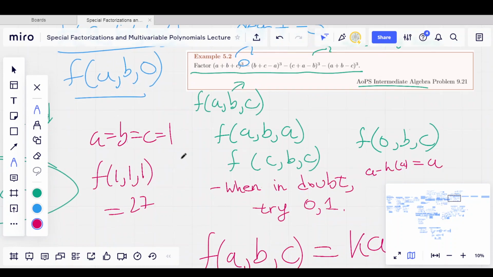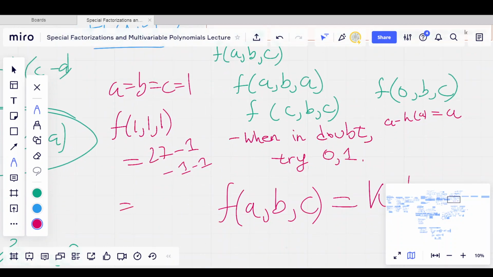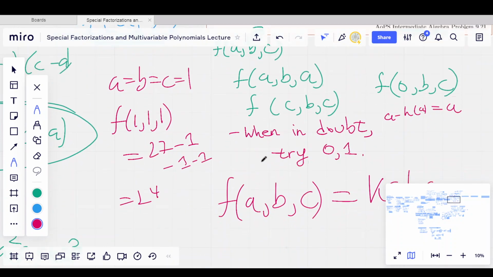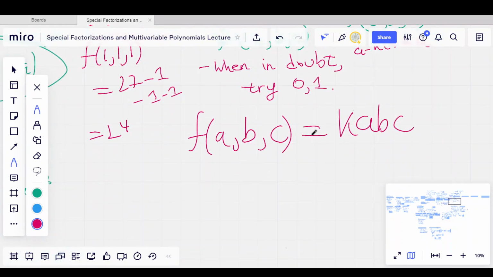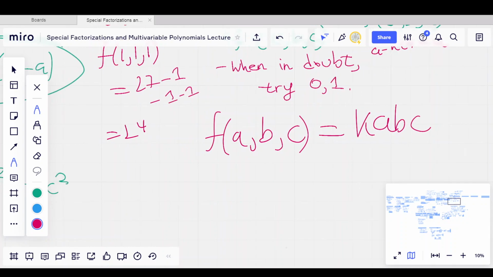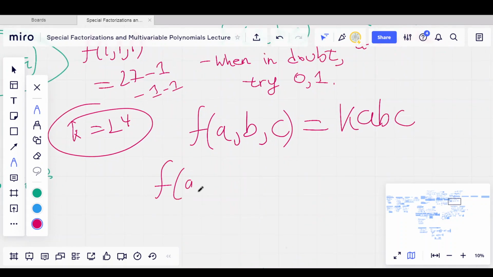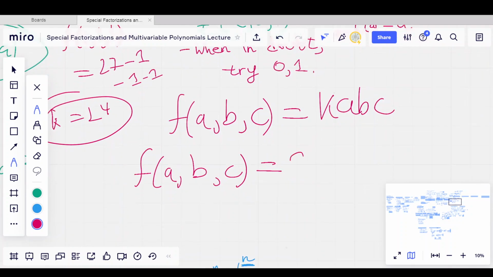Never mind, actually. So, minus 1, minus 1. So, this would give us 24. And then, that's for the left-hand side, right? The right-hand side is just k times 1 plus 1 times 1 times 1, which is just k. So k is 24. And thus, f of ABC factored would get us 24 ABC.